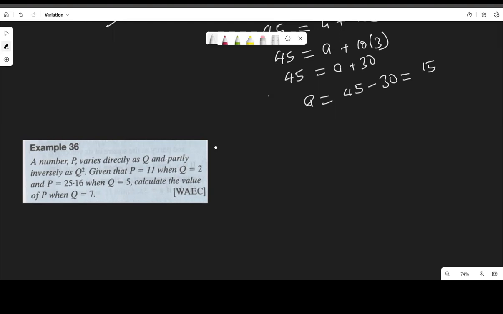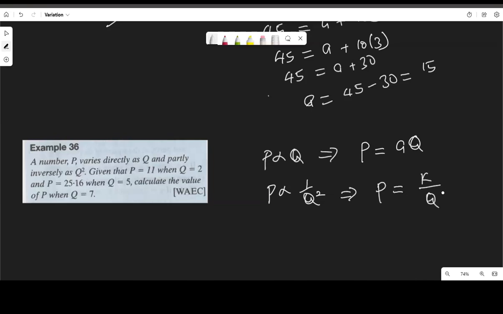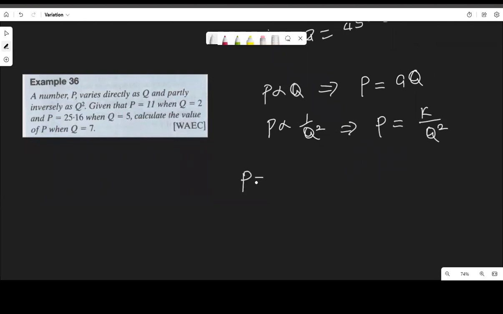A number P varies directly as Q and partly inversely as Q squared. Now, for this first statement, if I remove the sign of variation, I will have a constant A. And in this second, if I remove the sign of variation, I will have a constant K. I just choose to use A and K. Combining these two, I'll have P equal to AQ plus K over Q squared. This is for varies directly as this, and partly inversely as this.